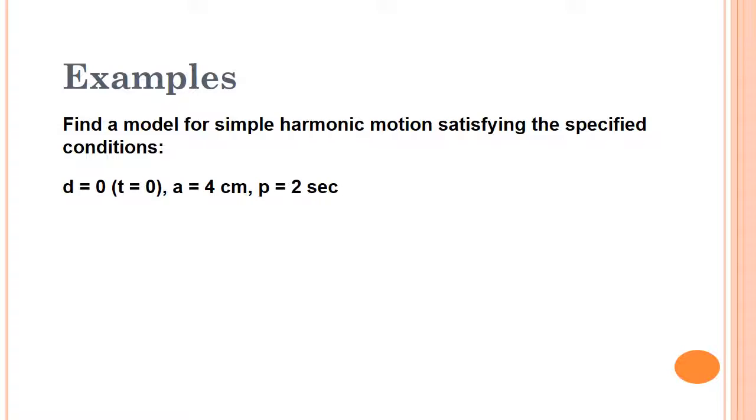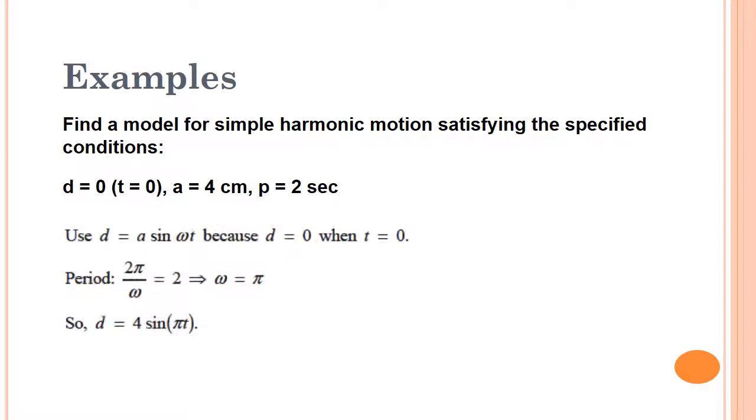Pause the recording, give this a try, and resume to check your answer. Because we're starting at rest, we're going to use sine because sine starts at 0, 0. The period is 2 pi over omega, which equals 2, which means omega must be pi. So d equals 4 sine pi t.